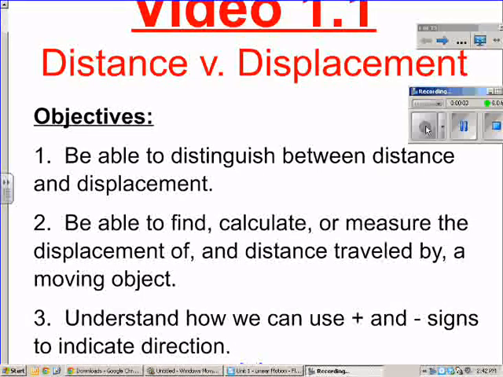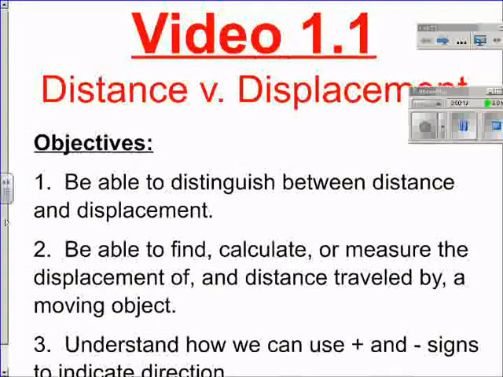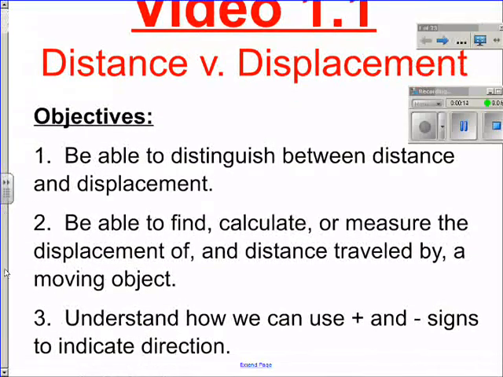All right, welcome to Physics Video 1.1. We're going to be learning today about distance and displacement. I'm going to try to start every one of these videos where on this title screen you'll see a list of the objectives. These basically tell you what the point of this video is and what things you should be able to do by the end of the video.